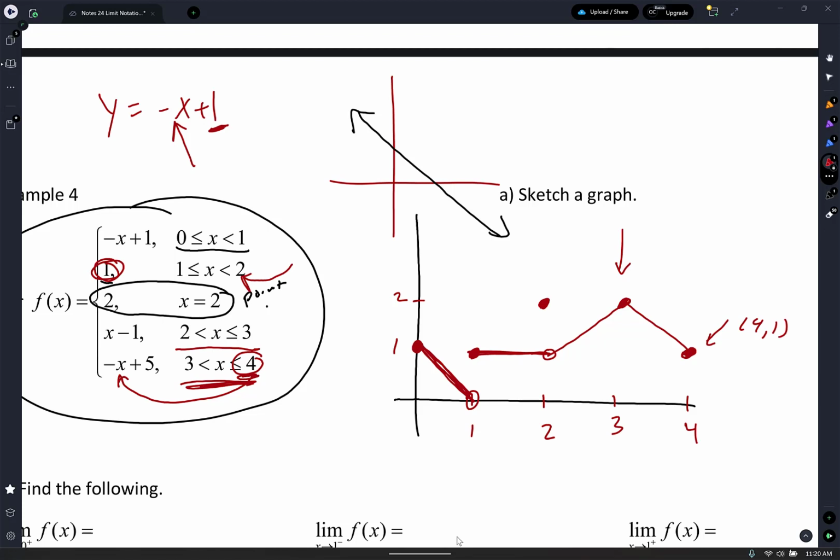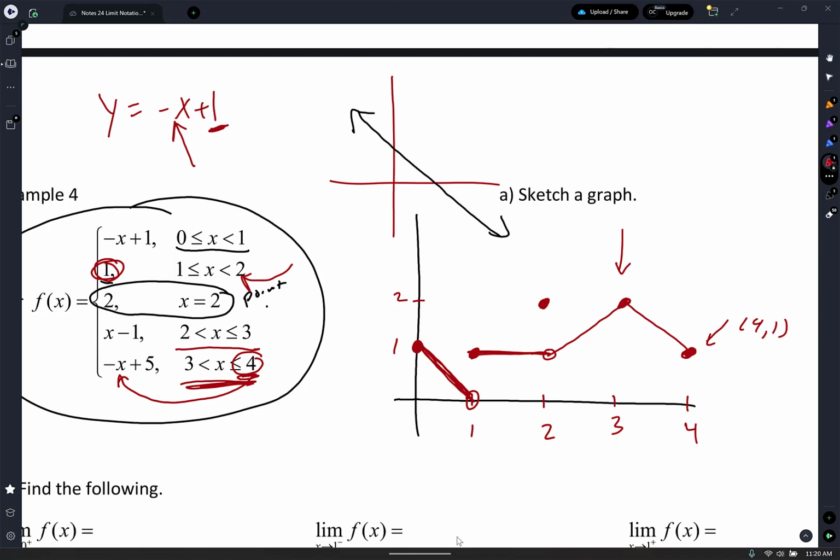Give me another question, guys. Did you guys cover piecewise functions in Algebra 2? Okay. All right, not a big deal. The concept's pretty straightforward. It's okay.